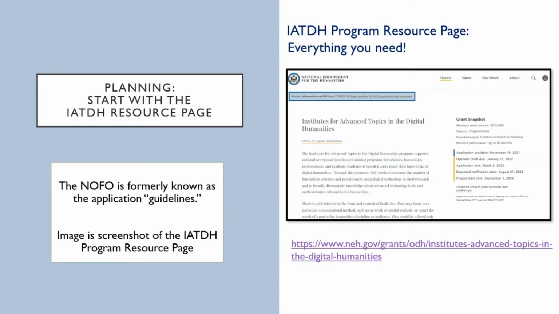With a March 2022 deadline, it's not too early to begin brainstorming with your colleagues about a program that you would like to offer, and to start gathering and compiling the different required components. The Institutes for Advanced Topics in the Digital Humanities Program resource page, which is linked here on the slide, serves as a dashboard with all things related to the application process, including links to the application materials, frequently asked questions, budget guidance, sample funded applications, and due dates. And in fact, that program resource page is how you got to the webinar today. So you've already found the program resource page.